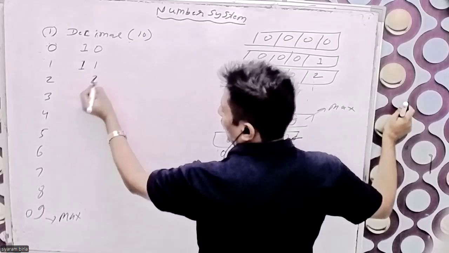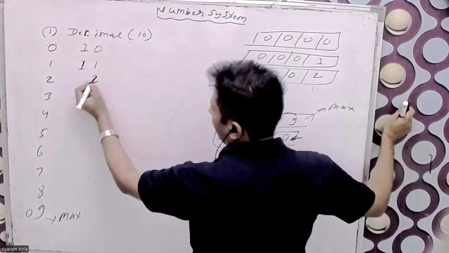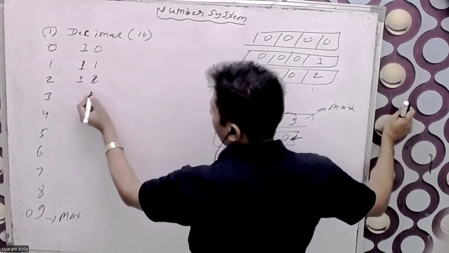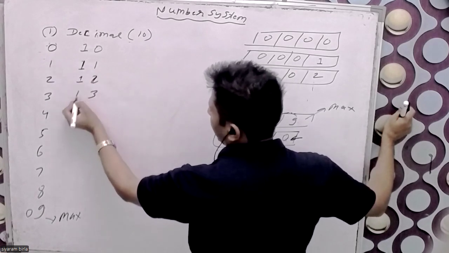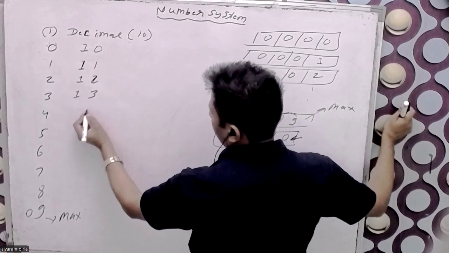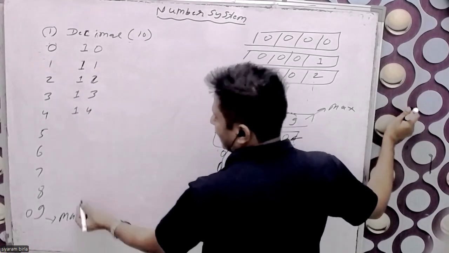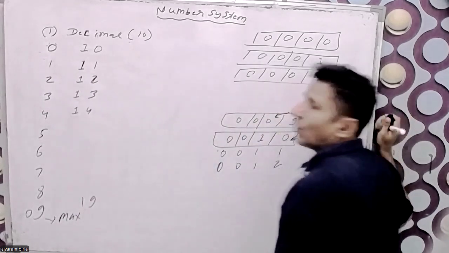This will become 1. Again, it will become 2, increasing by 1, so the next digit stays as it is. Then it will become 3, and the next digit stays as it is. It will become 4, and the next digit stays as it is. Like that, it will become 9 1.